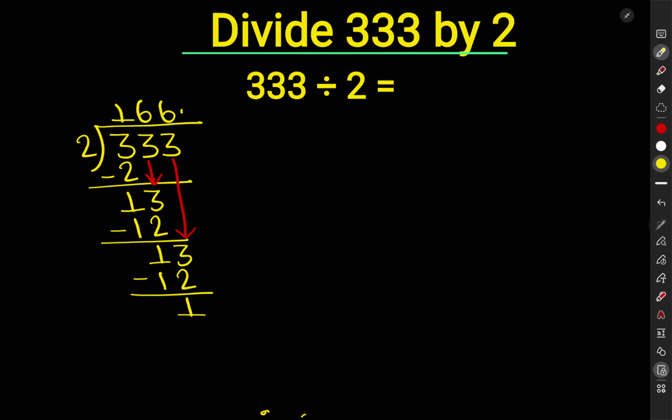So we put here decimal so that we take 0. So now it became 10 and 2 times 5 means 10. On subtracting we get 0. So 333 divided by 2 is 166 decimal 5.